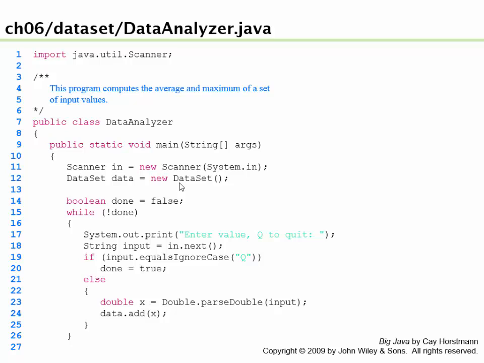So first we test the Sentinel value. If it is correct, then we say, okay, we're done. Otherwise, well, it must be a number then. So we're going to take that input, parse it into a double, and then store that next. Finally, we take that number we read in and we add it to our data set.